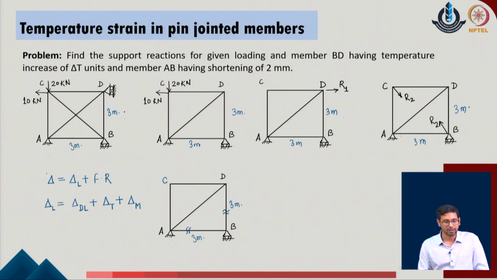But if we say that instead of having the delta change in the BC member, say we have a temperature change or increase of delta T units in one of the member BD, which is this member in the given system, and then at the same time we have one of the member AB which is having a shortening of 2 mm. So, if these two members are subjected to some kind of length change, how do we accommodate this into the analysis?